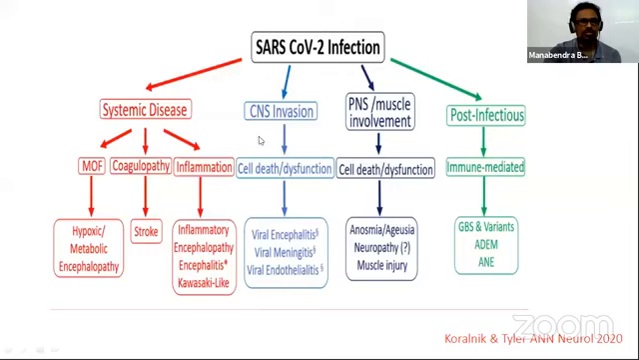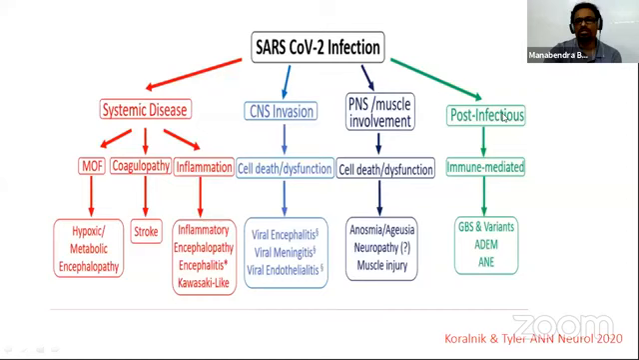And this is the systemic disease, the indirect effect on the nervous system by multi-organ failure, widespread coagulopathy, and widespread inflammation, which can actually cause cerebrovascular disease and toxic and metabolic encephalopathy. And then there are the post-infectious causes, which are actually immune-mediated, as I mentioned earlier.